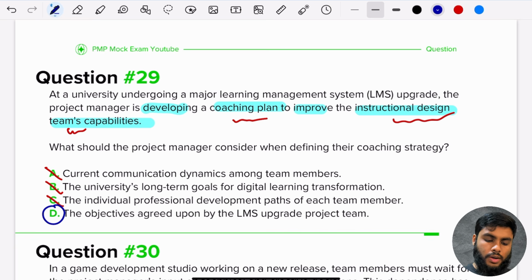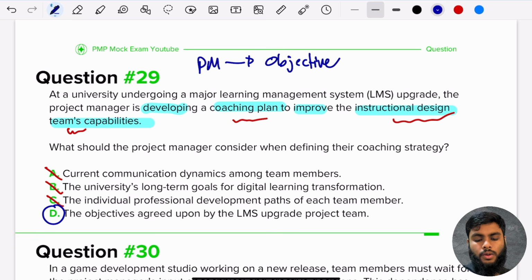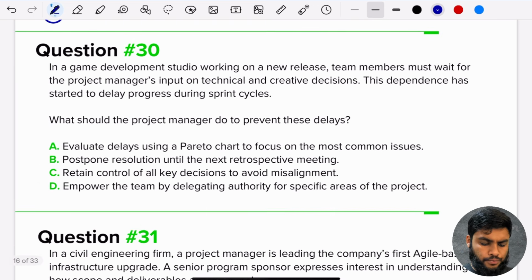Remember, as a project manager, your goal is to always get to the objective. If you don't get to the objective, you're not going to have a job, right? That's how it is at the end of the day. Awesome. Okay. All right, let's move on to question number 30.